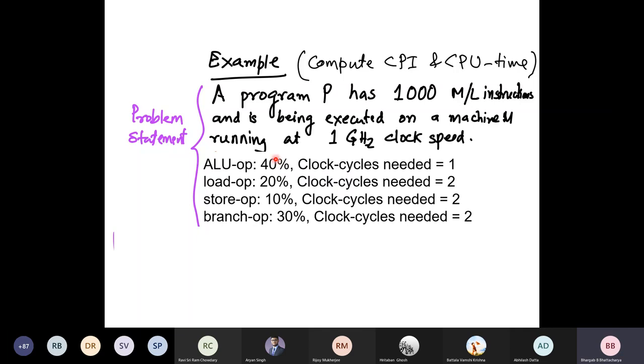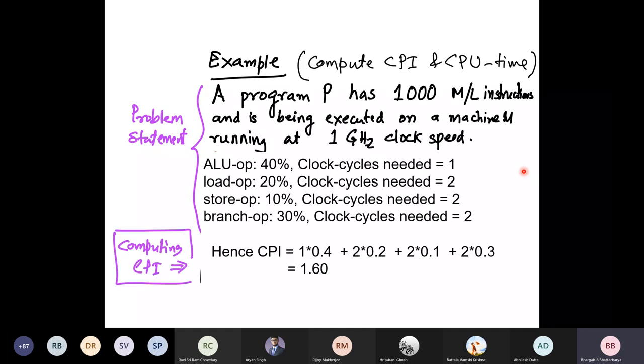So you have this frequency. These are the percentages of different kinds of operation, and these are the clock cycles needed. So estimate, compute the CPI value and the CPU time. So how do I compute the CPI value? Very simple. 1 clock cycle needed for 40%, so 1 times 0.4. 2 clock cycles needed for 20%, so 2 times 0.2 and so on. So sum them up. So CPI is 1.60.